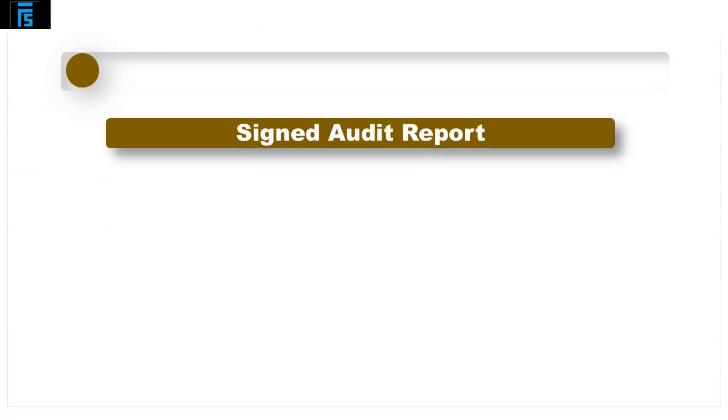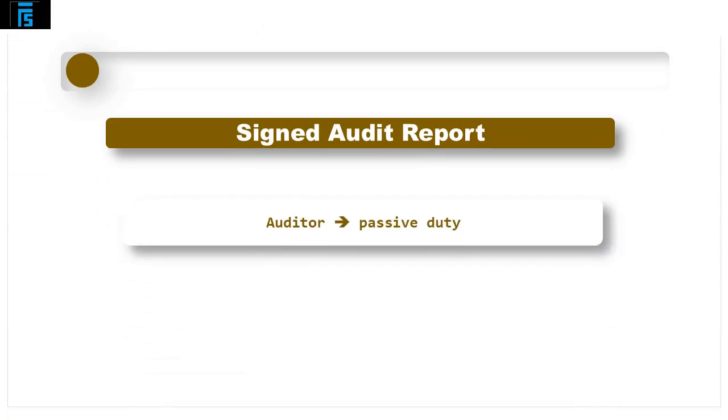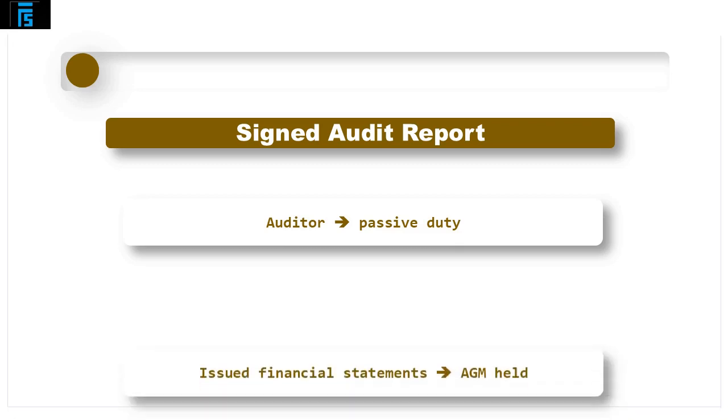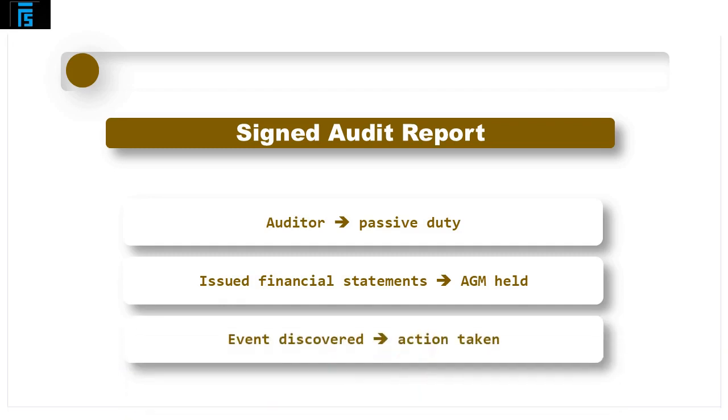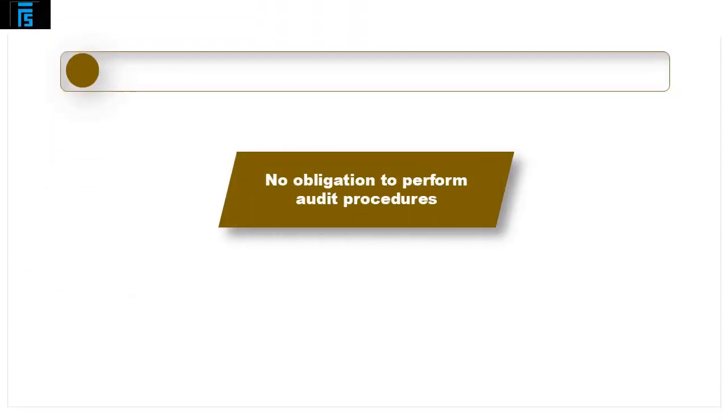Once the audit report has been signed, the auditor has a passive duty to identify and react to events discovered. Therefore, once the audit report is signed, the financial statements will be issued and the AGM will be held. During this period, if anything comes to light regarding a material event that should have been, but has not been disclosed in the financial statements, the auditor must take necessary action. Remember, the auditor has no obligation to perform audit procedures during this period.